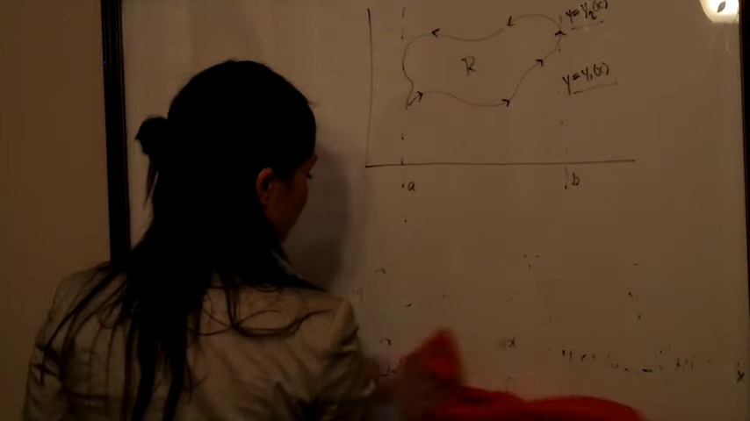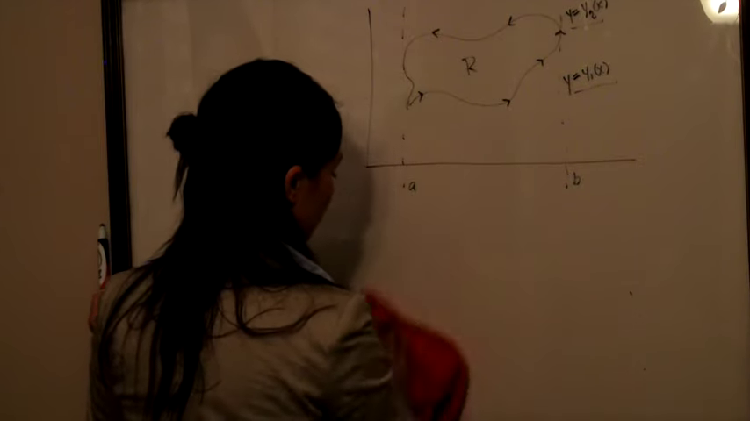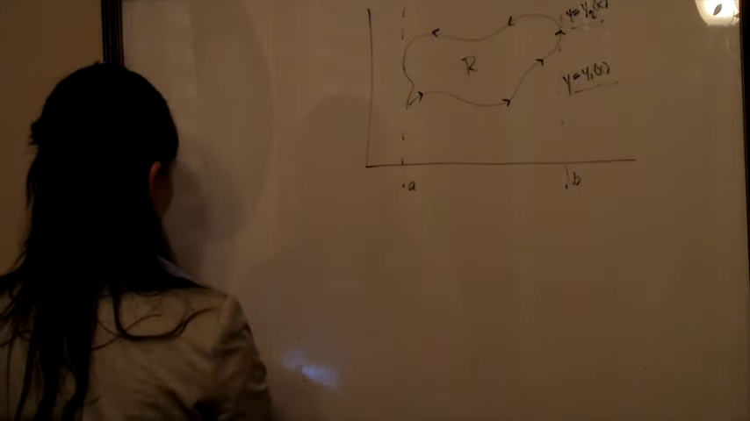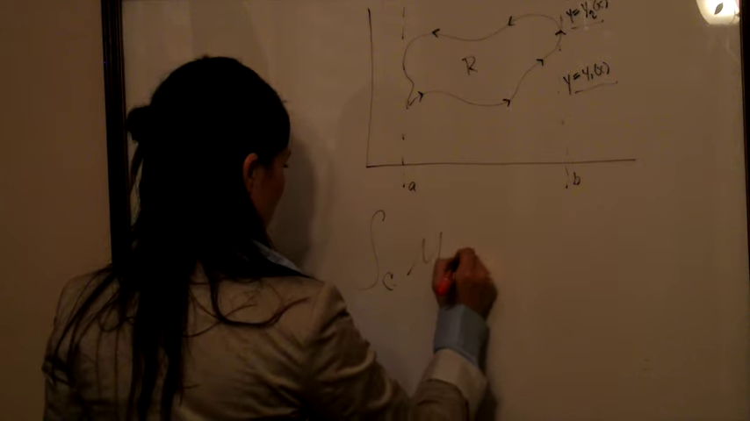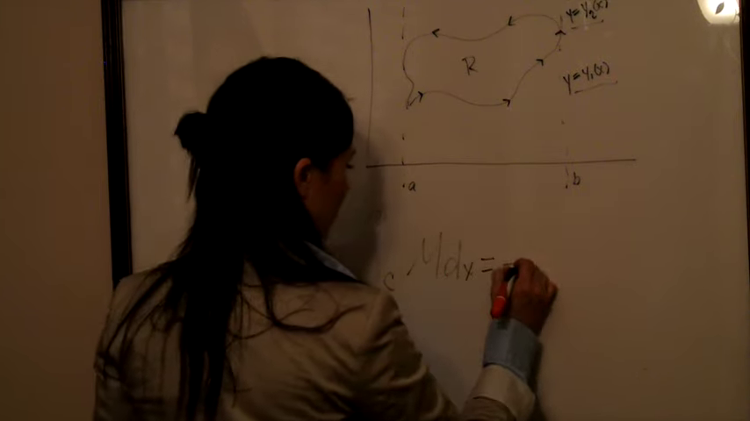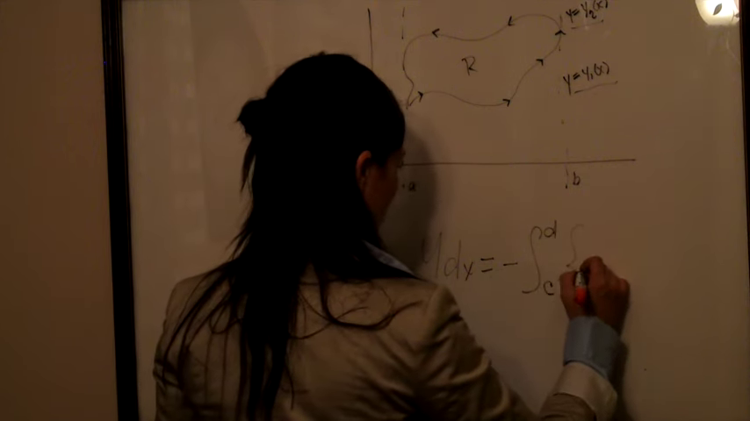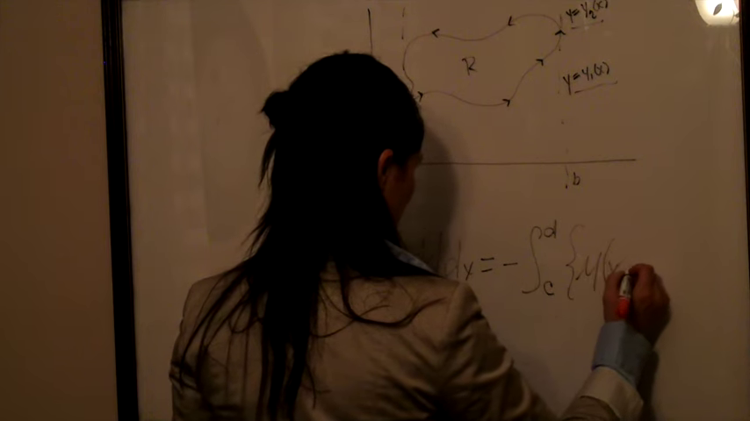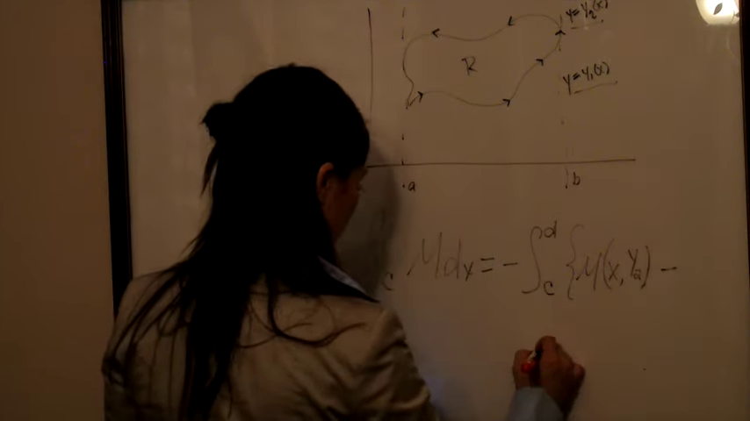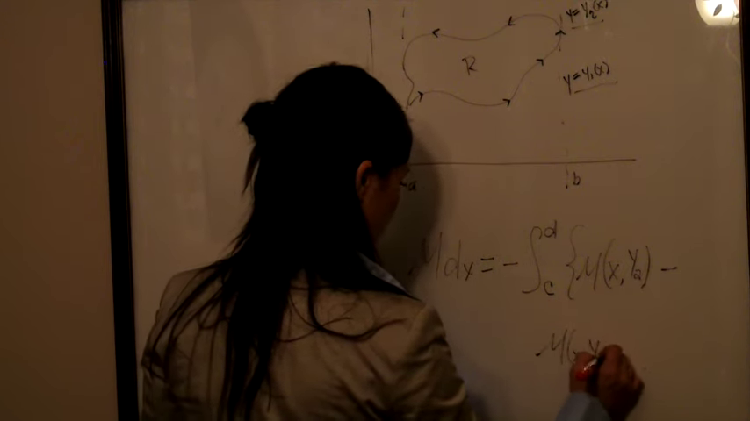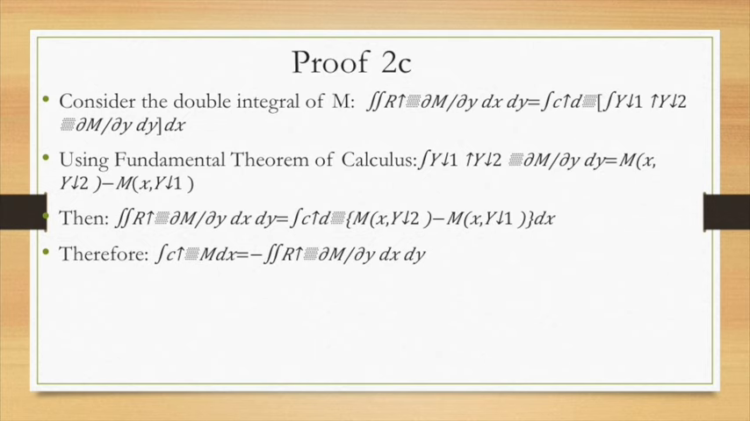Thus, what all of this says is that our integral over C of M dx is equal to the negative integral from c to d of M(x, y2(x)) minus M(x, y1(x)) dx. Now let's consider the double integral for the region M.